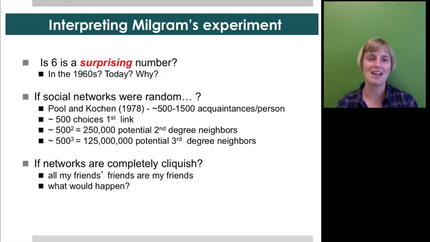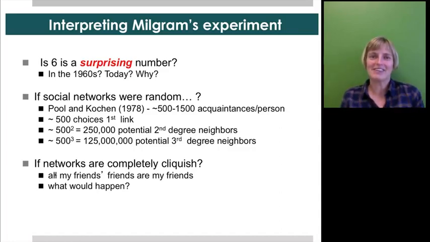Okay, in this case, we have 500 to the third power, and that means that once you're 3 hops out, you have 125 million friends of friends of friends, and that starts to resemble a significant portion of the US population. So the conclusion is that if networks are random, then 6 is not a surprising number at all. In fact, maybe it's a little bit on the large side.